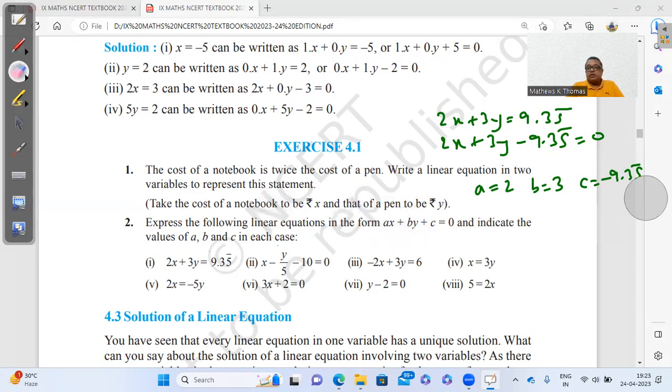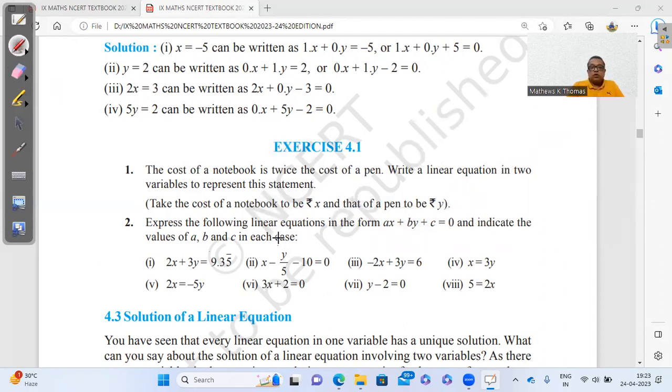Now see the second one. Second one is x minus y by 5 minus 10 is 0. Already everything is on the left side. So just write the coefficient. a is 1 because there's no number here. So obviously that means it is 1. b value is the coefficient of y. Nothing is there here, so it is 1. But there's a negative sign here and denominator is 5. So b value is minus 1 by 5. Right? And c is minus 10. So a is 1, b is minus 1 by 5, and c is minus 10.